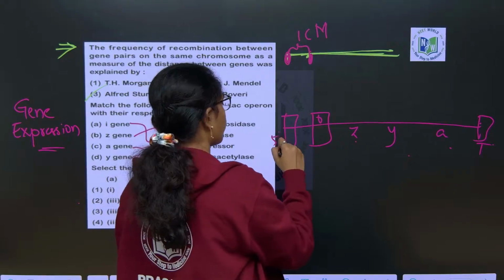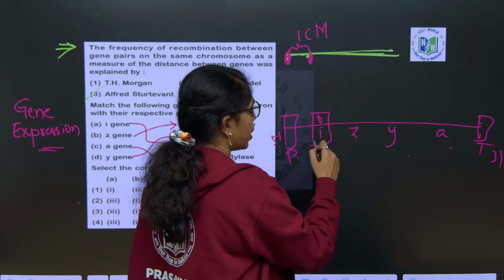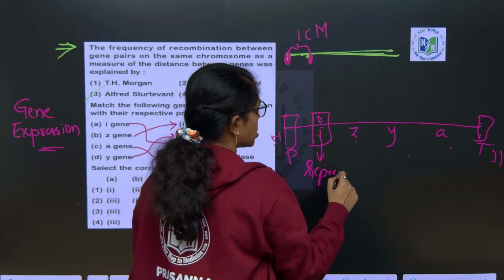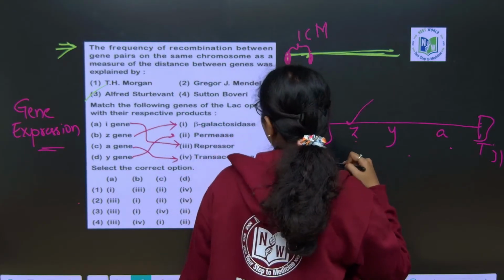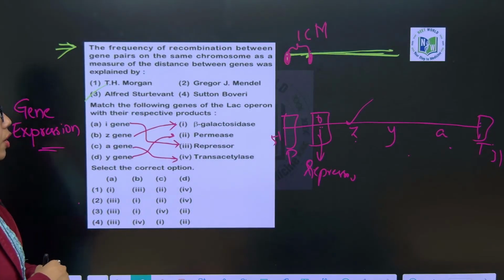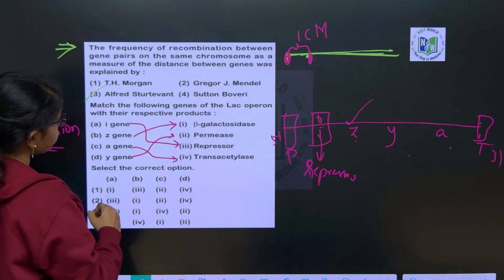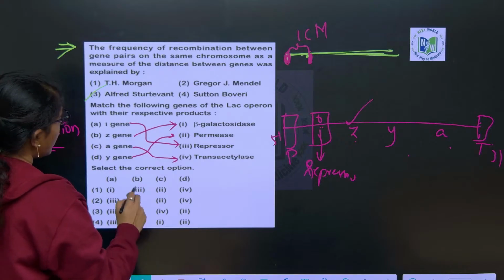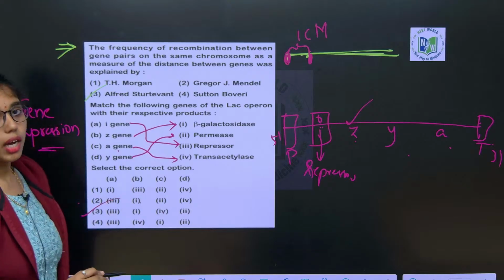From 5 prime to 3 prime, the I gene will release the repressor. Of these 3 structural genes, Z will code for beta galactosidase, Y codes for permease, and A codes for transacetylase. So here A is option 3, B is 1, C is 4, and D is 2. Option 3 is the correct answer.